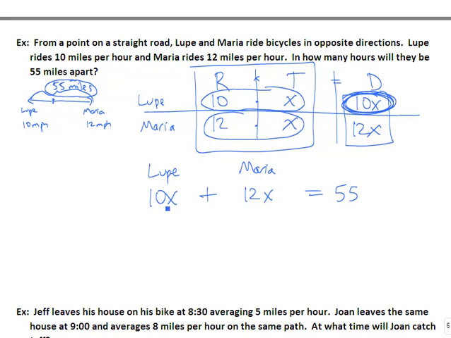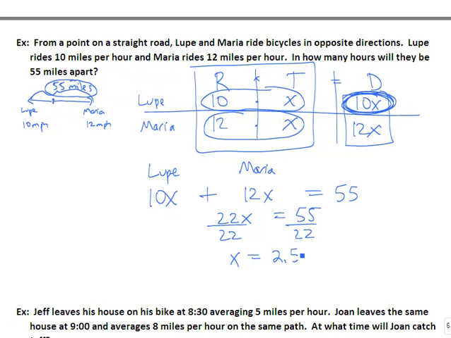Instead of setting the 2 distances equal, we're adding them up to that third number, that 55. So look at this equation. It's actually a pretty simple equation to solve. 10x plus 12x is 22x equals 55. Divide both sides by 22, and 55 divided by 22 is 2.5.